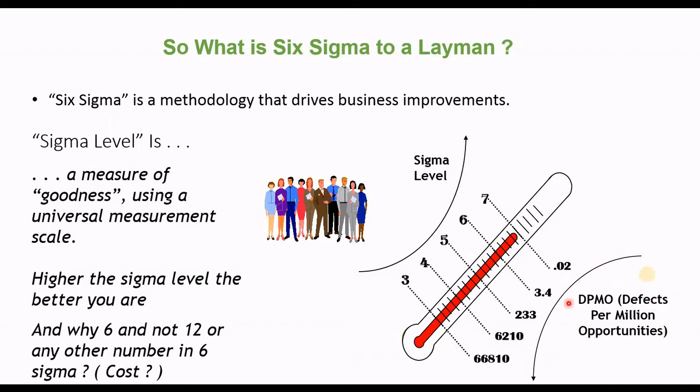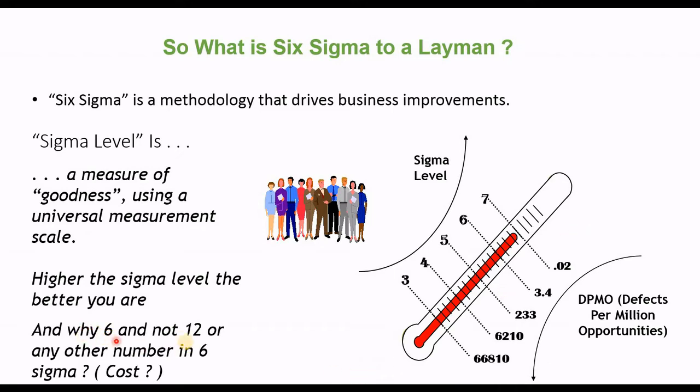We will see what DPMO is later on. It is defects per million opportunities. For example, if you are at the 6 sigma level, you will have only almost 3 or 4 defects in 1 million products that you make. So as the sigma level goes up, the quality also goes up because defects go down.